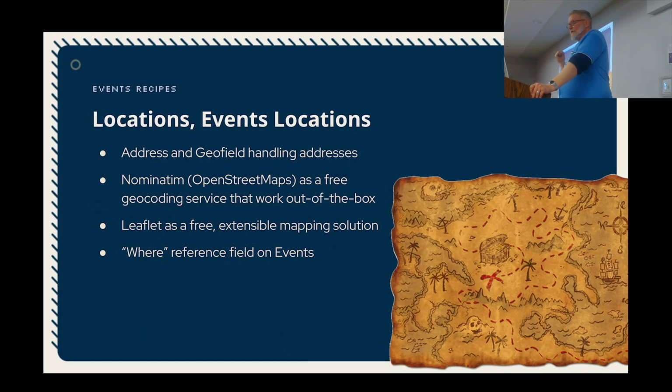The events location recipe that we applied has a dependency on the locations recipe, which will go through and set up an address and geo field for handling the addresses, and then Nominatim, which is part of the OpenStreetMap project, as a free geocoding service, so you can use it out of the box without having to provide any kind of API key. And then it's using Leaflet as a free and extensible mapping solution. Really all that the events location recipe is going to do is add a reference field on the events content type to point to those locations so you can attach them as we saw.